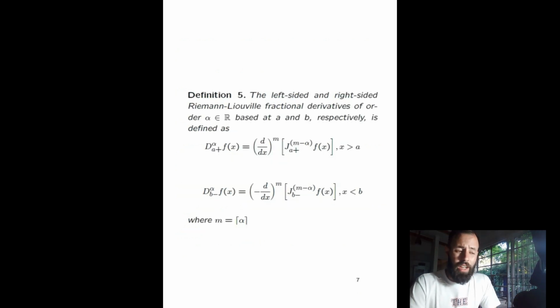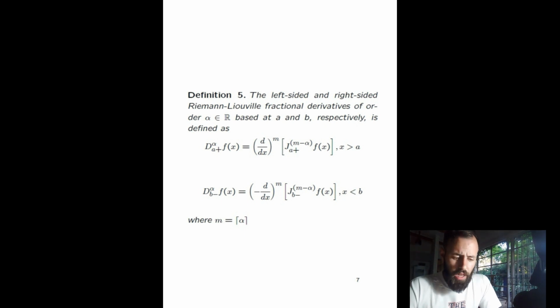The first encounter we have with the fractional calculus is the Riemann-Liouville definition of the non-integer order integral, which is defined on a finite closed interval on the real axis. The left-sided and right-sided Riemann-Liouville fractional integrals of order alpha, a real number, based at a and b respectively, are defined in these integral forms. Notice here that a is the lower bound on the first integral, where x is greater than a, and b is the upper bound on the second integral, with x being less than b.